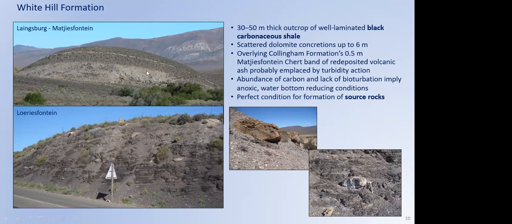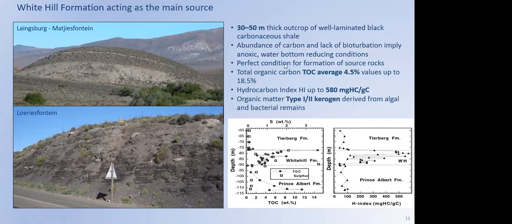You find these dolomite concretions. I mean, that's just a zoom into those when you walk to the outcrop, as well as these smaller ones. So abundance of carbon and lack of bioturbation imply, yes, this anoxic, and it's a perfect condition for source. And if you look at the source rock statistics, total organic carbon, and that's TOC on this scale, running from 0 to 15, and this is for a specific location well.